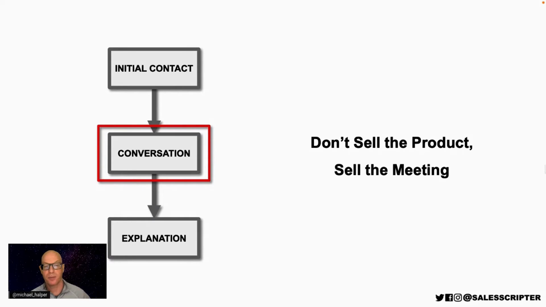And one of the concepts we've already talked about many times, which is don't sell the product, sell the meeting. We can apply this as a don't to our cold emails. So if we send an email that says, this is what I sell, do you need what I sell in some sort of way, that's selling the product. And we can shift from that to selling the meeting.